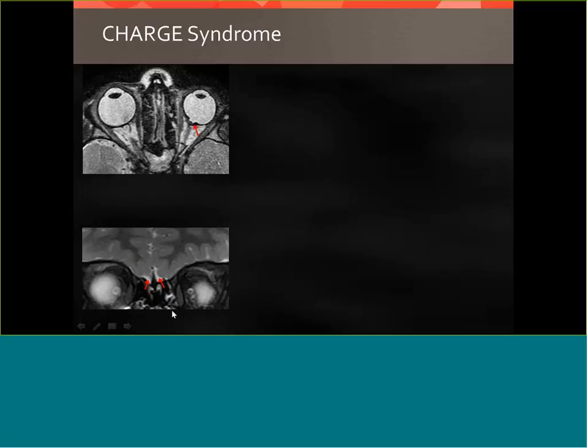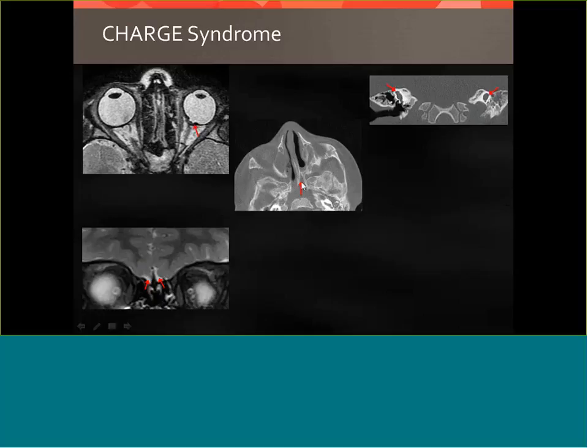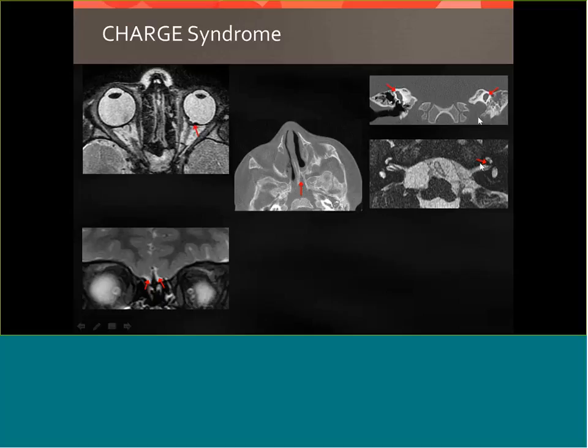The olfactory bulbs and tracts were also absent, which is very characteristic, actually, of CHARGE in about a third of patients. There is unilateral choanal atresia. The semicircular canals are underdeveloped. And there's cochlear aperture stenosis on one side and cerebellar dysplasia.